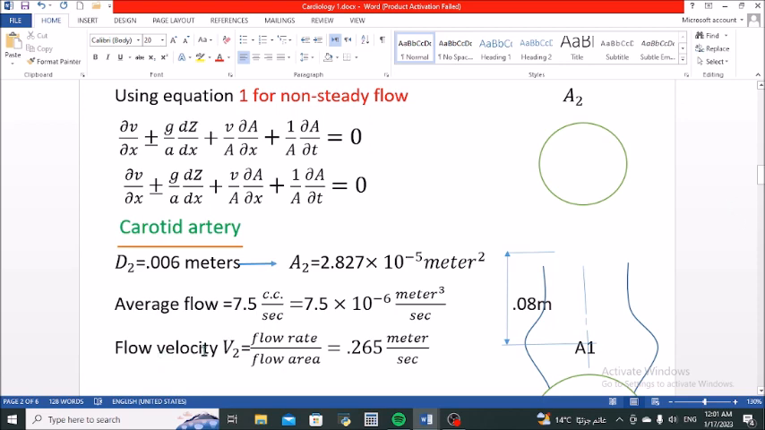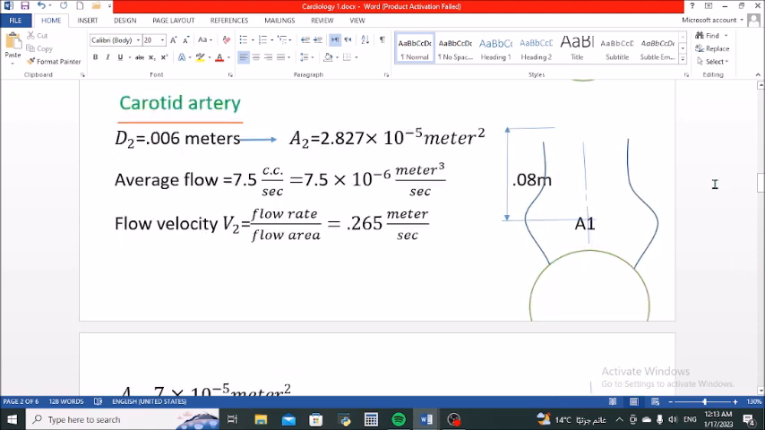The flow velocity would be flow rate over area, which would be 0.265 meters per second. Of course, in the carotid artery, the flow is from down to up, the flow of blood from the heart to the brain. Let's start our origin section in the differential equation at A1, at the bulged section due to the shock wave created by the left ventricle.